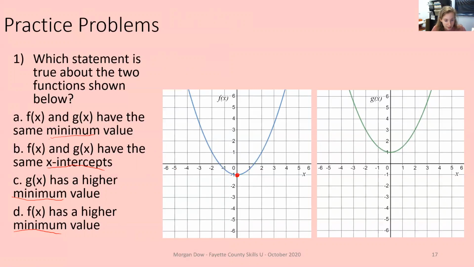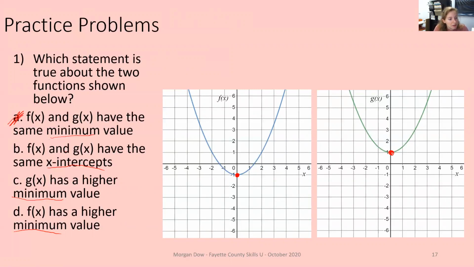So f of x has a minimum value of -1. G of x has a minimum value of 1. Are those the same? No, they're not the same. So f of x and g of x do not have the same minimum value. I'm going to mark off that answer choice. That's not going to be it.